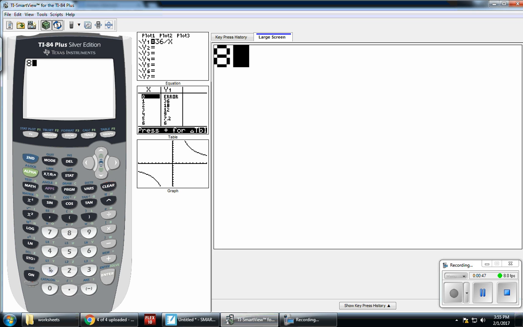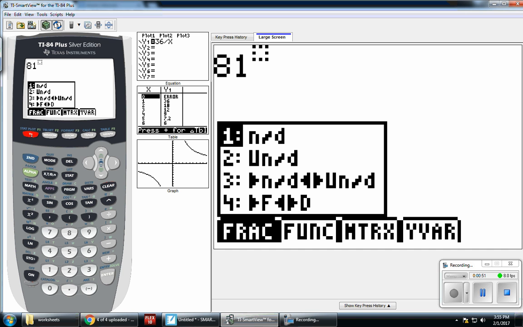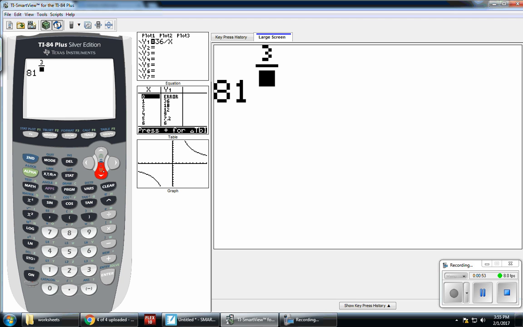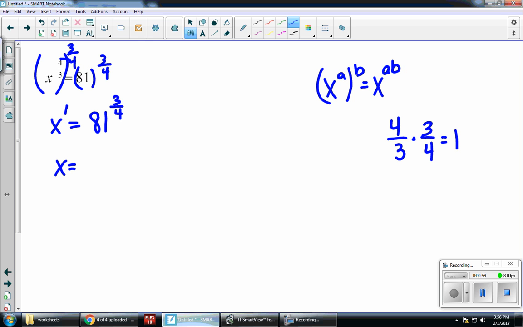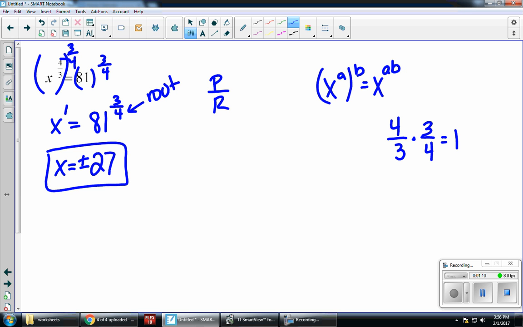So I have 81 raised, I'm going to use alpha y equals to set up my fraction, 3/4. And I get 27. So I get x equals 27. But this is the root that I'm taking because it's power over root. So because it's even, I have a plus or a minus 27.